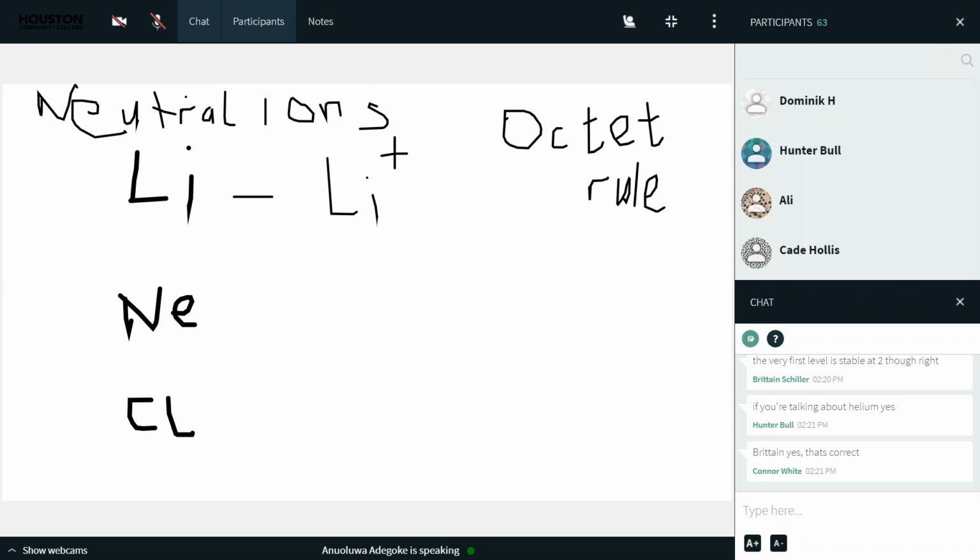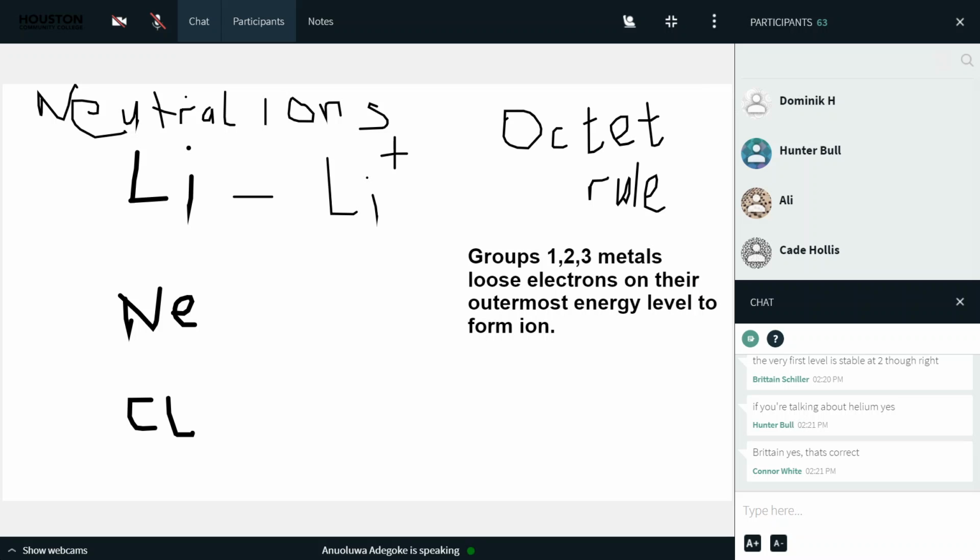So what I've just written is this. Group 1, 2, 3 metals lose electrons on their atom's energy level to form their ion. So when lithium loses that last electron on its atom's energy level, it becomes lithium plus. You may be wondering, why is it that when something loses, it becomes plus? Well, they are losing what is negative.